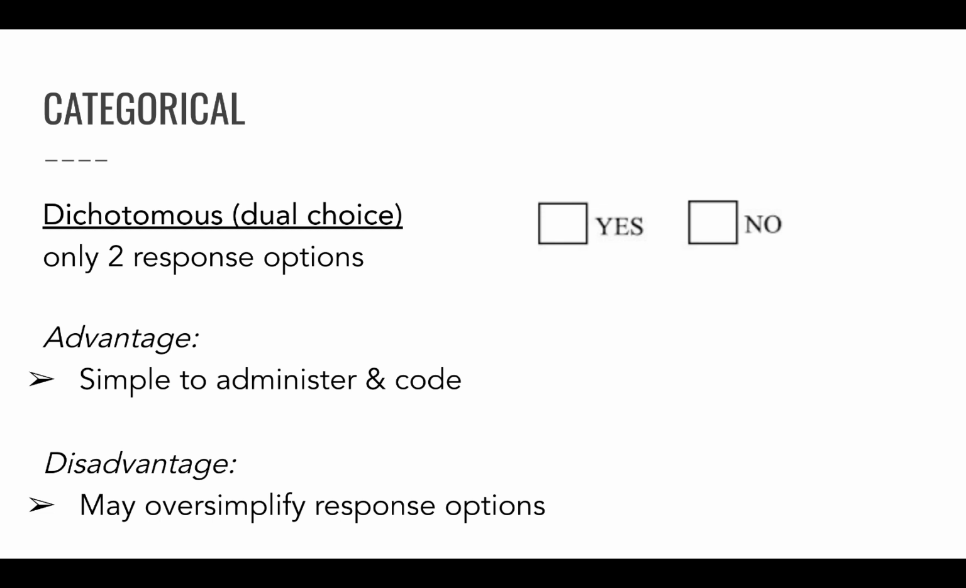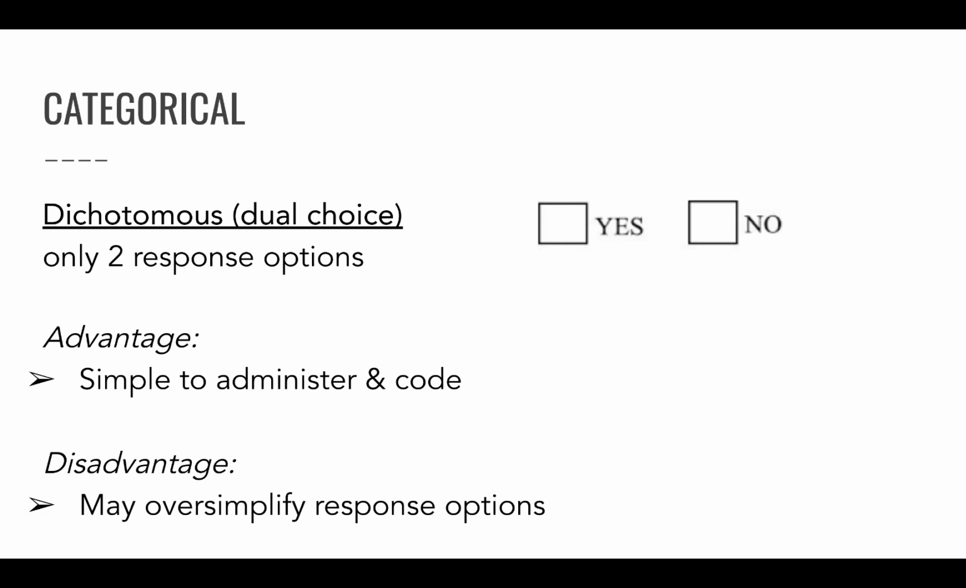A very simple categorical question would be a dichotomous question, and a dichotomous question is also called a dual choice, where you just have two answer options only. So it's very straightforward, it's very easy to administer and code, but the downside is that sometimes it may oversimplify response options because some things are just not black and white, are just not yes or no only. There's a lot of variables that should be measured on a certain continuum, on a certain degree or intensity. But for certain questions, actually, dichotomous or dual choice is excellent.